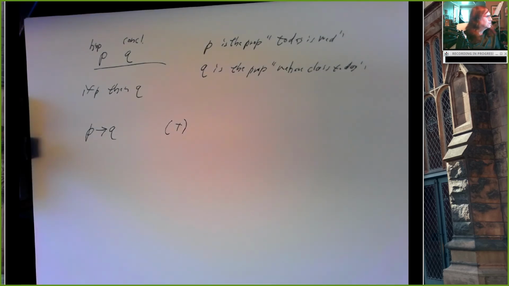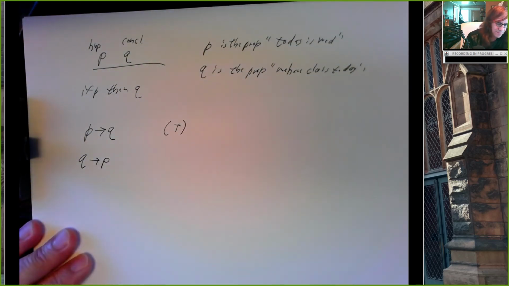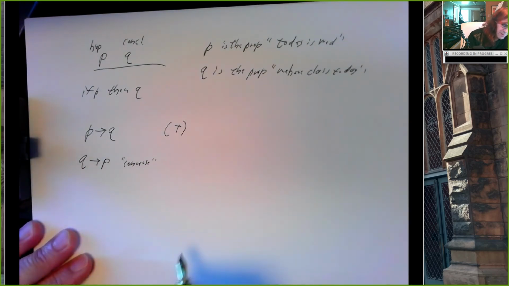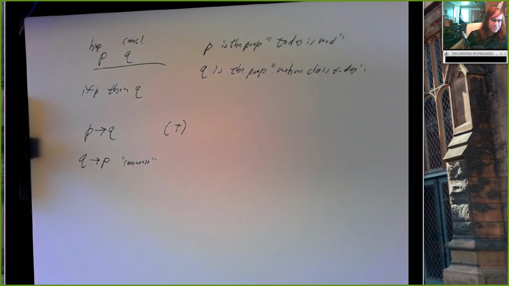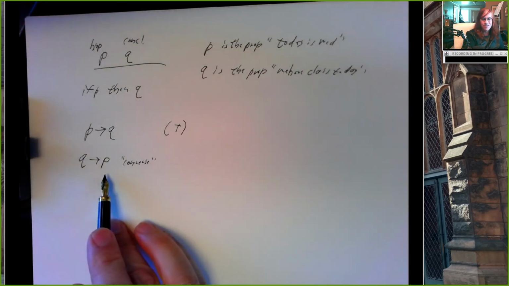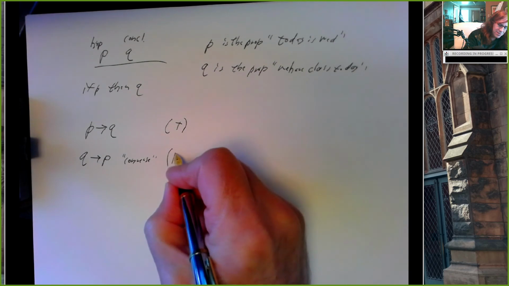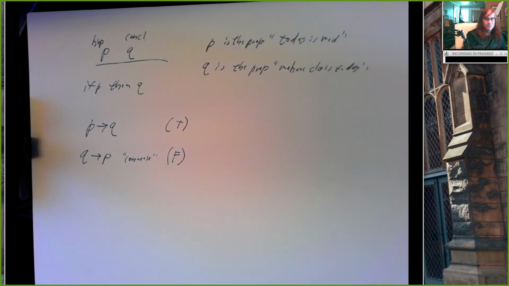We can also write if Q, then P. This is called the converse. So the converse of if P, then Q is if Q, then P. Just switch around the hypothesis and the conclusion. This says if we have class today, then today is Wednesday. So is that proposition true or false? If we have class today, then today is Wednesday. False. That is definitely false because today could be Monday.